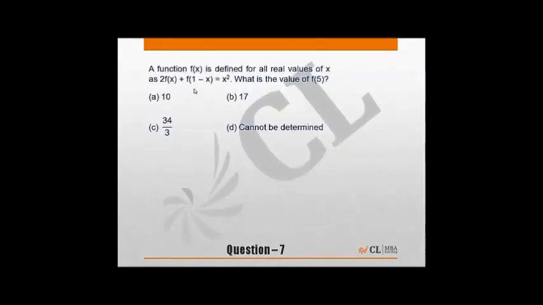Question 7. A function f(x) is defined for all real values of x as 2f(x) plus f(1 minus x) equal to x square. What is the value of f(5)? Round 2.